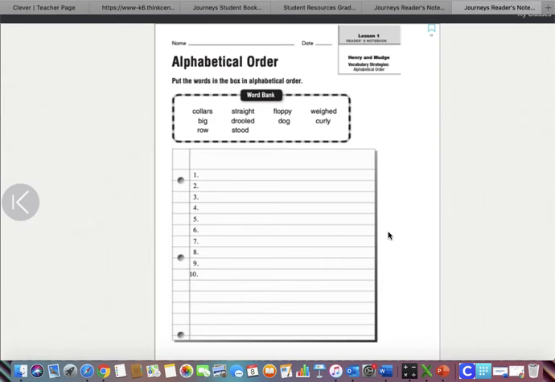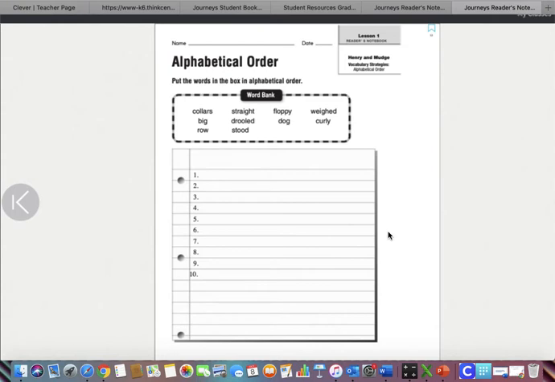Straight. Straight. Very good, Levi. Excellent. So number 9 would be straight. Okay, stood is number 8. Number 9 is the word straight. Yep. S-T-R-A-I-G-H-T spells straight. We have one word left.